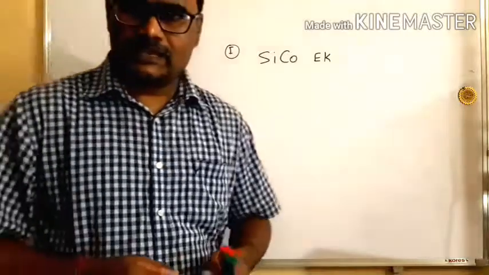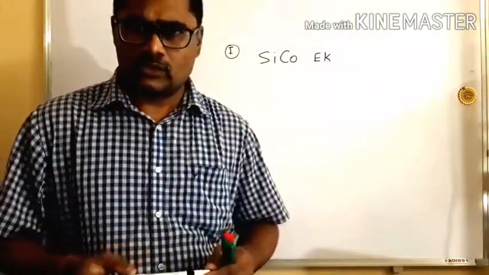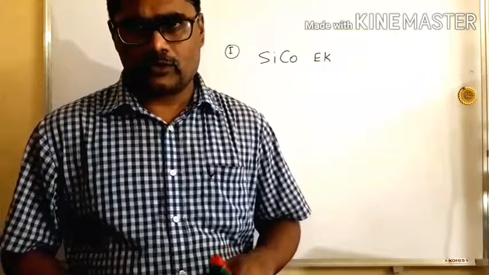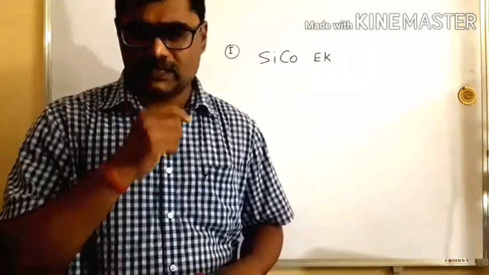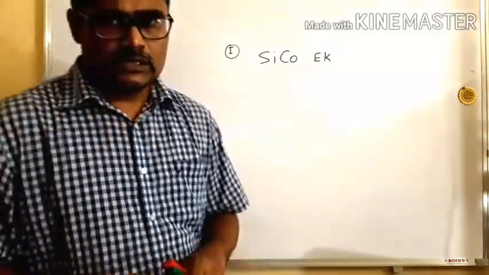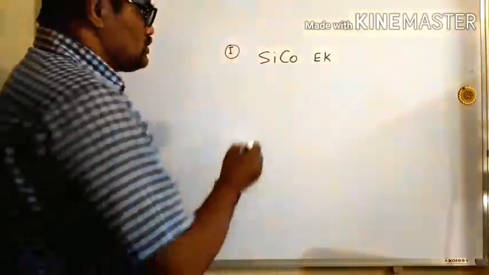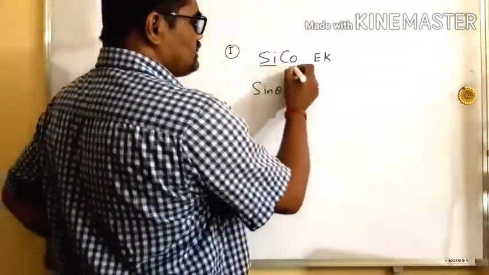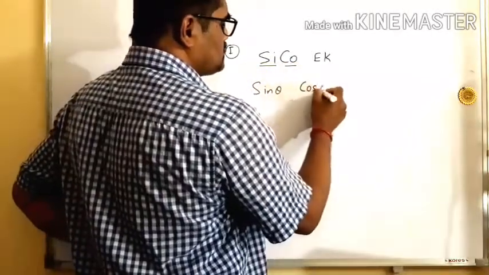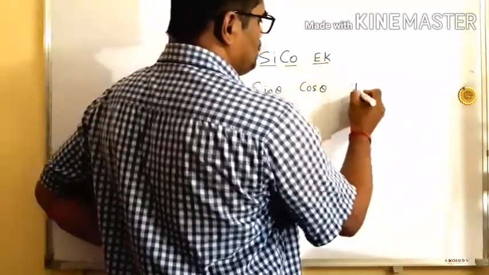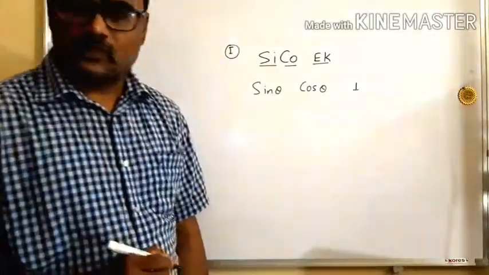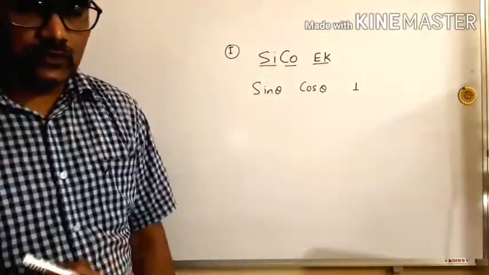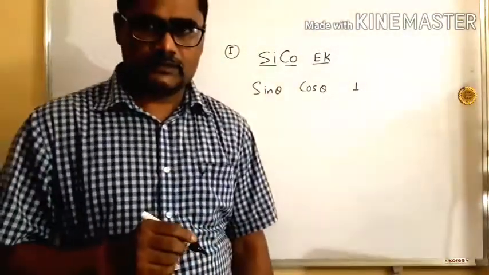Here I purposely did not write the exact word "psycho". I do not need that. My main target is to remember the identities. So this "psy" will remind you about sin theta, this will remind you about cos theta, and this will remind you about 1. Fine. So you have traced out what ratios are linked to it.